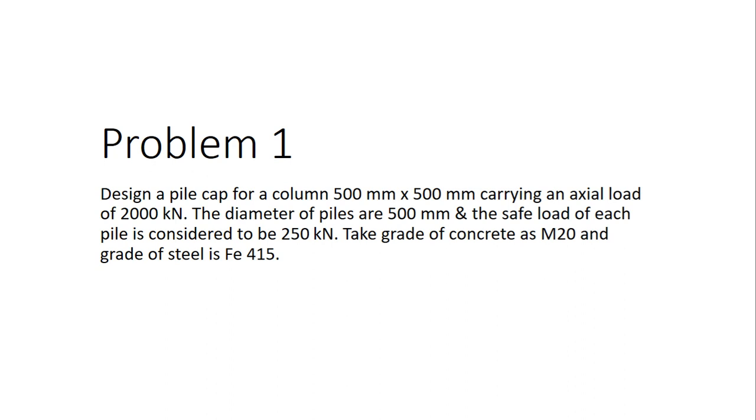So we'll start with a problem. The problem says that there is a column of 500 mm by 500 mm carrying an axial load of 2000 kilonewton. The diameter of the piles are 500 mm and the safe load of each pile is 250 kilonewton. That means each pile can carry up to a load of 250 kilonewton. The grade of concrete is considered to be M20 and the grade of steel is considered to be Fe415. So this is the overall problem. Now let us see how to solve it.